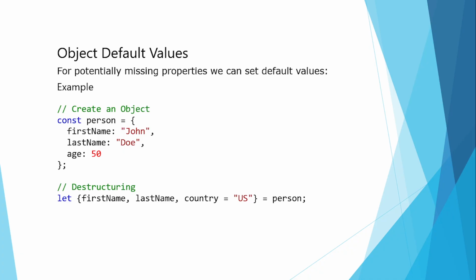Object default values. For potential missing properties, we can set default values. For example, here we are creating an object and we are destructuring first name, last name, and country, and here we are assigning a default value for country as US.